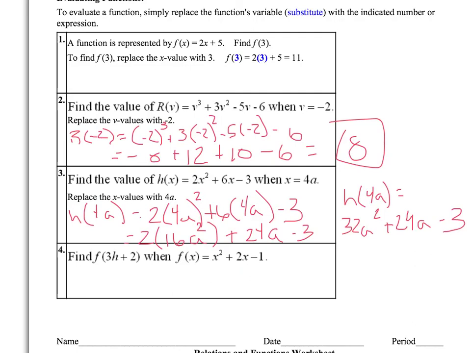And finally, it's going to be the same idea on number 4 here. For number 4, what we are going to do is plug the 3h plus 2 in for the x.